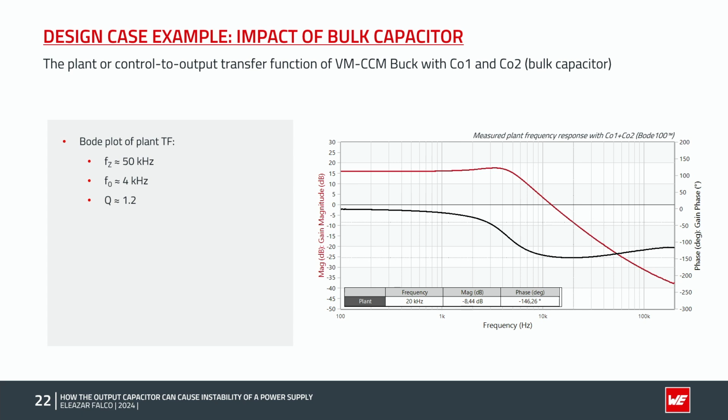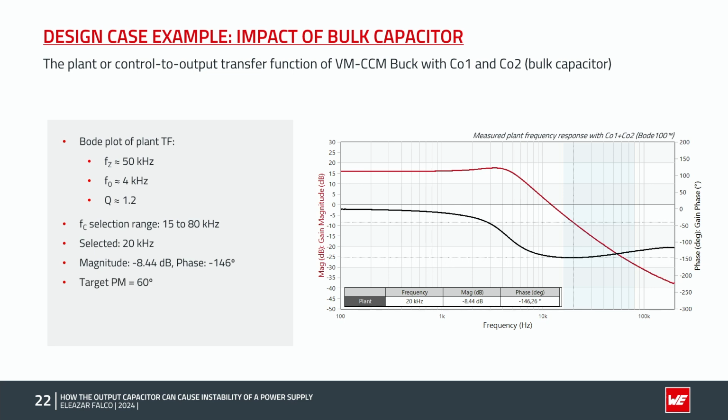Here we have the measured magnitude and phase curves of the plant transfer function of this voltage mode buck converter. We find the ESR zero at 50 kHz and the double pole frequency at 4 kHz with a mild quality factor of around 1.2. The target crossover frequency range is between 15 to 80 kHz, and we select 20 kHz as we mentioned in the previous slide. And these are the magnitude and phase values of the plant response at 20 kHz.